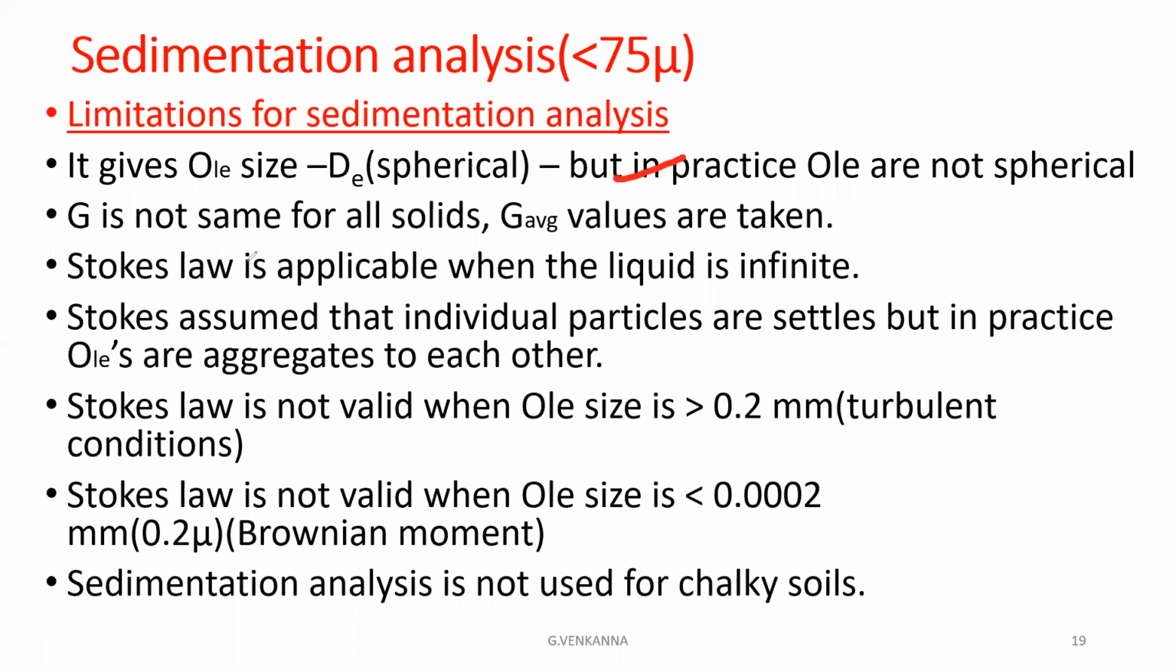Next, in this sedimentation analysis, in the pipette method or hydrometer method, we assume the specific gravity is the same for all solids. But the specific gravity is different for different particles. For example, some particles have 2.65, some 2.7, some 2.8. Generally we take only one specific gravity value, like 2.65 to 2.7.